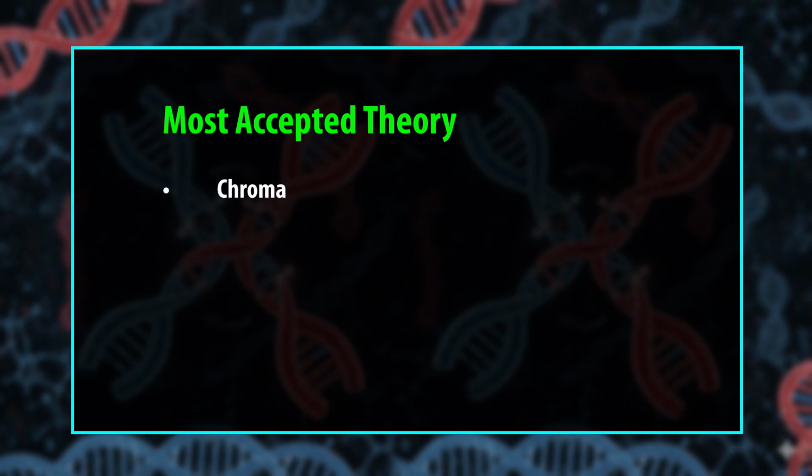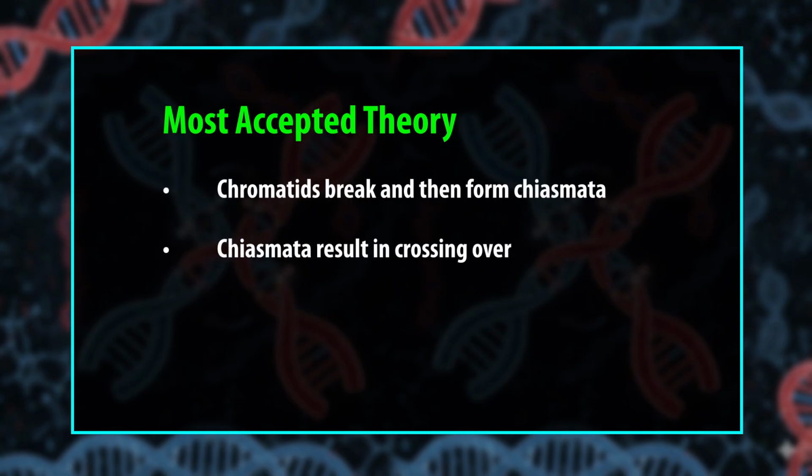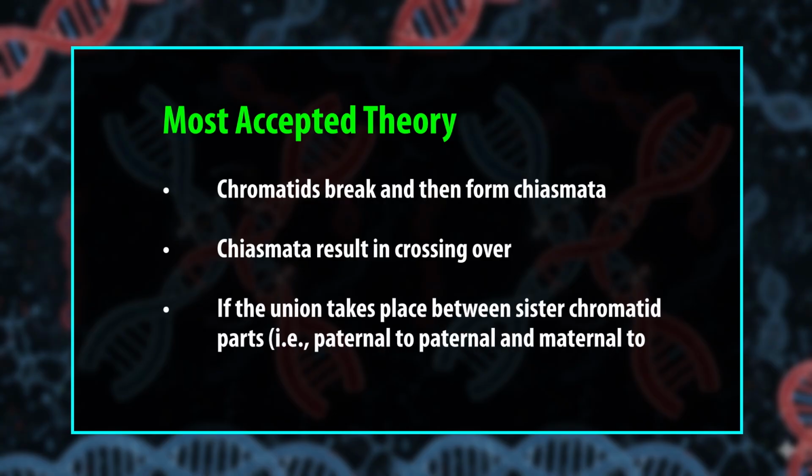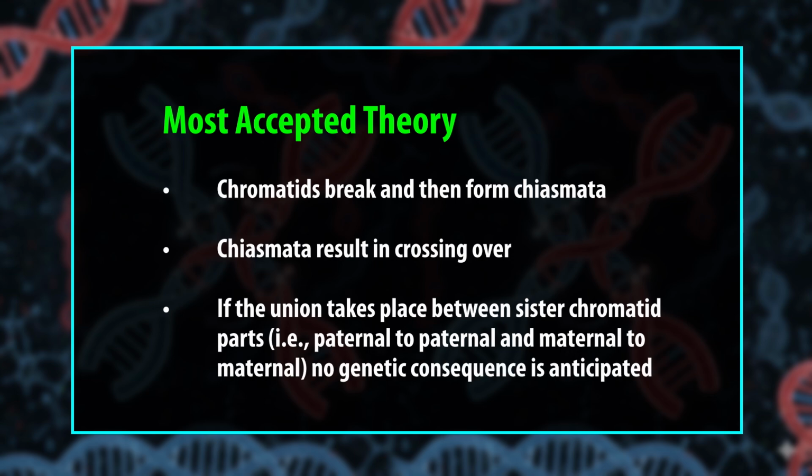According to this theory, first of all, chromatids break and then form chiasmata. Chiasmata result in crossing over. If the union takes place between sister chromatid parts, that is paternal to paternal and maternal to maternal, no genetic consequence is anticipated. However, if the break and reunion occurs between non-sister chromatids, that is paternal to maternal or vice versa, recombinants would result. This hypothesis represents the best explanation to date to account for the formation of recombinants. Diagrams showing the stages involved in this hypothesis are given.